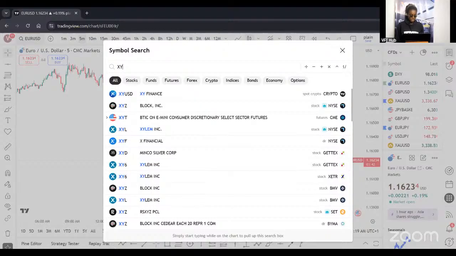Without taking further time, we will just head straight to the chart for today's analysis to see what the market is doing. So starting off with DXY on the monthly time frame.